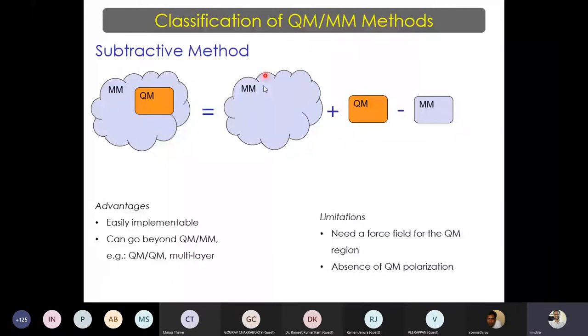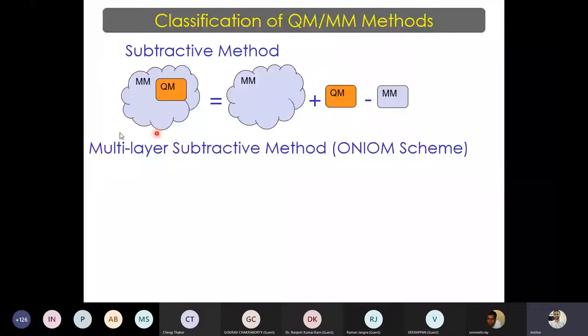We are going to discuss it in a moment's time. But let us look at this advantage, that how the subtractive methods can go beyond this QMMM, or how it can even go to multilayer. So this is the standard subtractive method, where we have a MM region, QM region, and minus MM. Now we'll look at this multilayer.